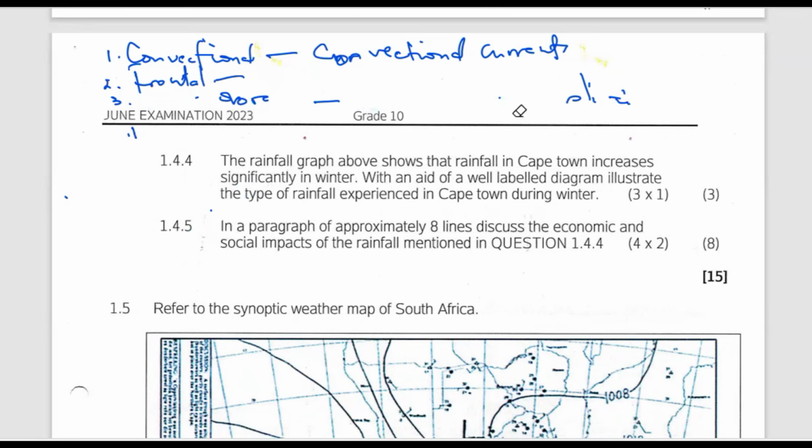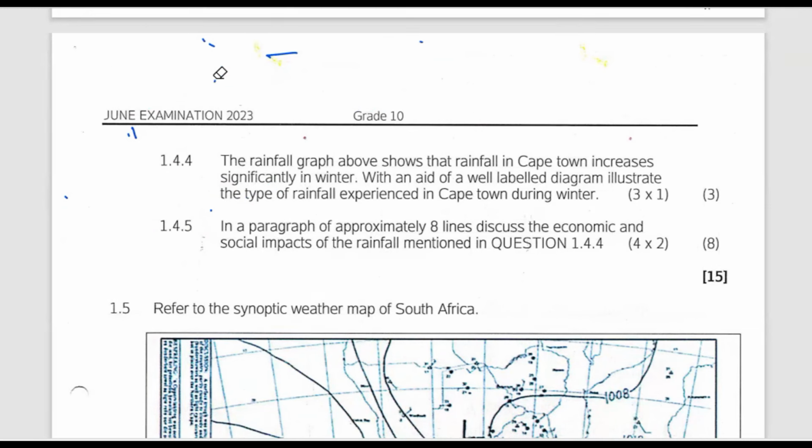In a paragraph of approximately 8 lines, discuss the economic and social impacts of the rainfall mentioned in question 1.4.4. What is the economic and social impact of that rainfall which is received over Cape Town during the winter season? Right. So when you're looking at the impacts, you are supposed to address economic and also social impacts. You cannot rely on one of the two. You are supposed to balance your discussion by highlighting on the social and also you highlight on economic. So your question must address the two, economic and social impacts.